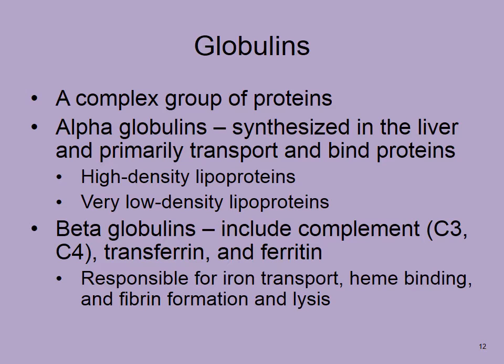Globulins. So alpha globulins are synthesized in the liver, and primarily they transport and bind proteins. There's lipoproteins, high density, very low density lipoproteins. These are alpha globulins. Beta globulins include complement, so C3, C4. Complement is a very important part of the immune system. I know we didn't talk too much about it, but just know that these are proteins that are very important in the immune response. Transferrin and ferritin are responsible for iron transport, heme binding, and fibrin formation and lysis.